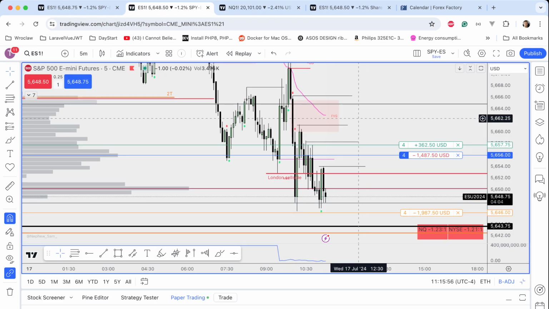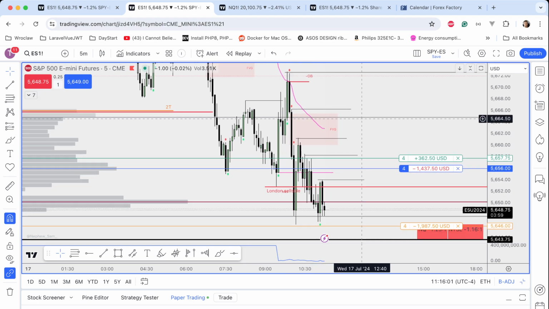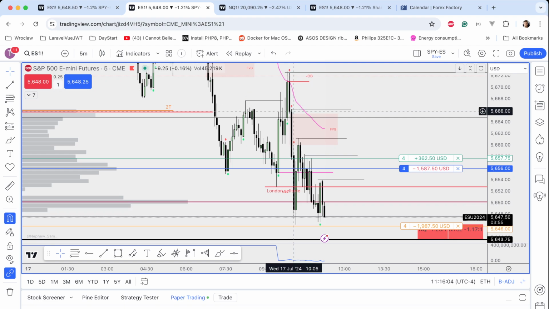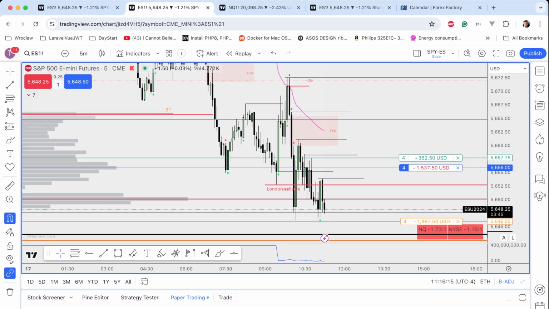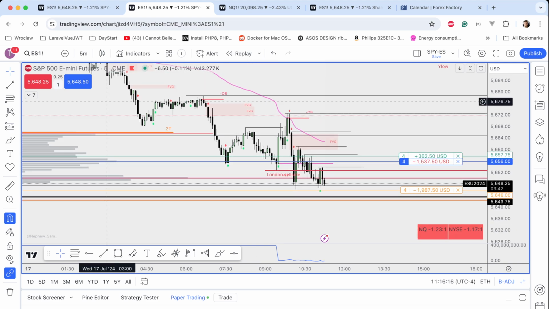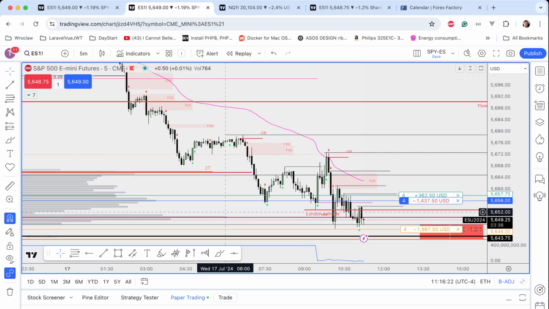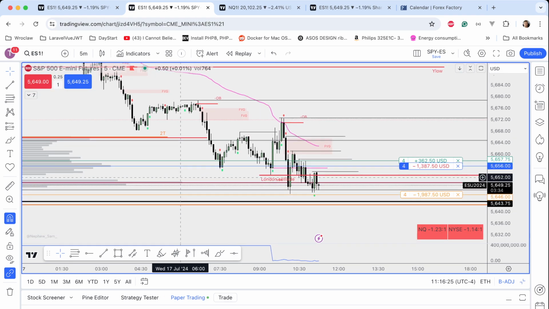Walk away is the key. You made your money, walk away. Don't trade because there's more time. Don't trade. And it's a down day. Look at that. We're just basically going down all day long. That's the problem.